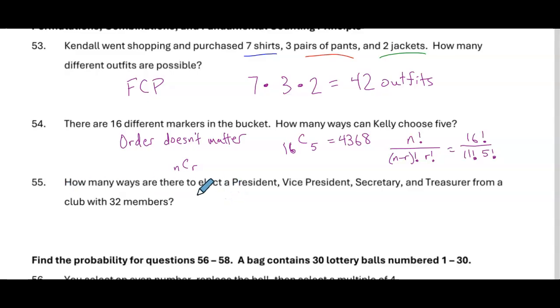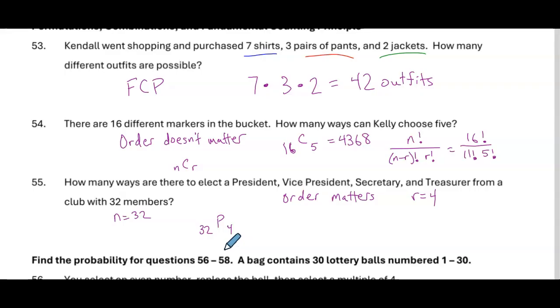Okay, number 55. How many ways are there to elect a president, vice president, secretary, and treasurer? So this is an arrangement. We're defining specific roles here. So in this case, the order that I select them will matter. But it's still just a single group I'm choosing from. So the 32 members, that would be my n. The 4 roles, that would be my r. So I'm going to do a permutation this time. So we'll do 32P4.